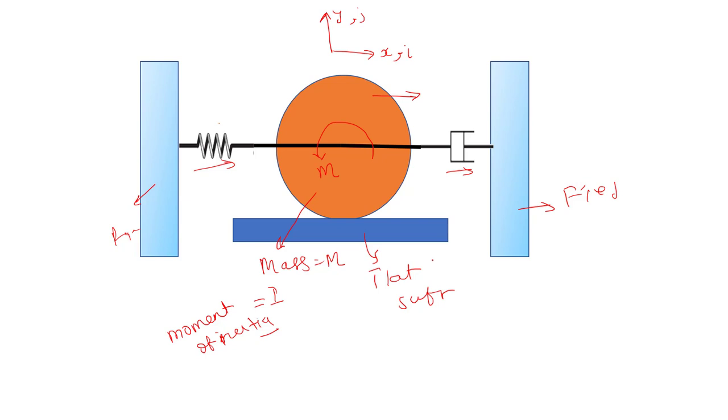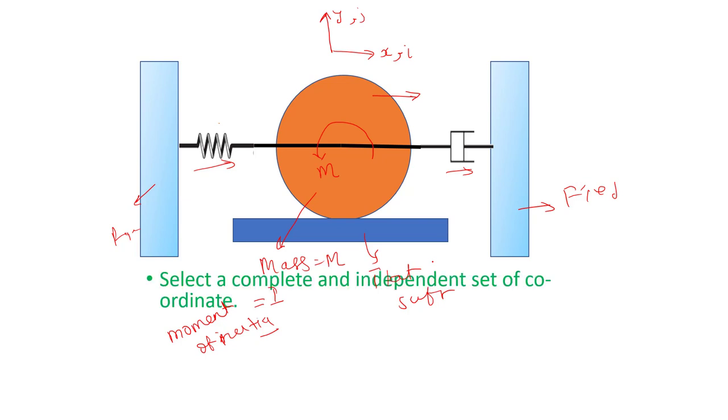First, there are 4 steps that we need to follow in order to derive the governing equation with the help of the Lagrange equation. So let's first revise those steps. First is that we have to select a complete and independent set of coordinates. Second is that we have to identify the loads in each generalized coordinate system. So whatever coordinate system we have selected, we have to identify the loads in that specific generalized coordinate system, not in the x and y.